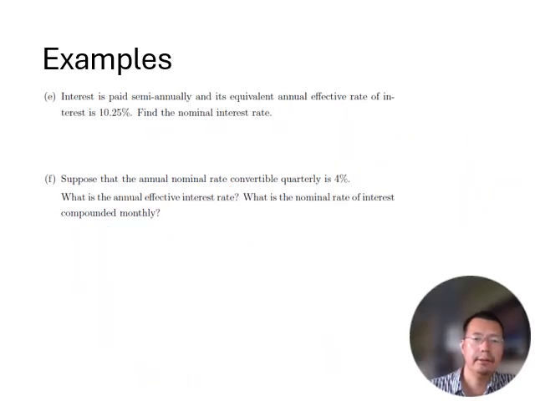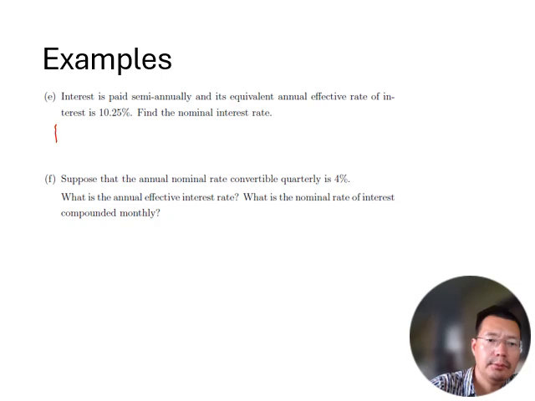Okay, now let's look at a couple more examples. Example E: interest is paid semi-annually and the equivalent annual effective rate of interest is 10.25%. Find the nominal interest rate. In this example, the question is the reverse of what we did before. In the previous example, it always gave you the nominal interest rate and asked for the effective interest rate. But now it gives you the effective rate but asks for the nominal rate.